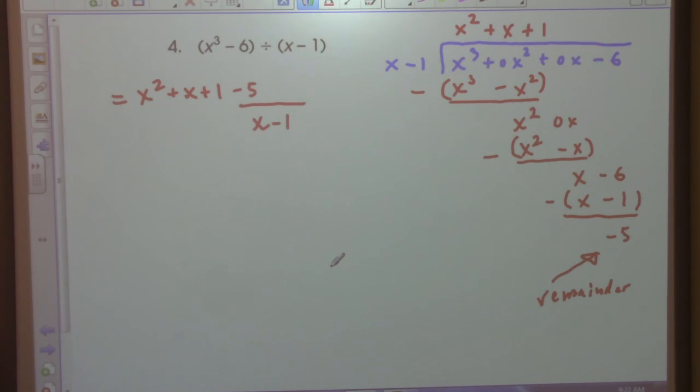Marcus, what was your conclusion out of this? You said something about being a factor. It's not a factor of the equation. Yeah, so x minus 1 is not a factor of x cubed minus 6. Now, what number could we have had instead of negative 6 that would have made this a factor of the other?